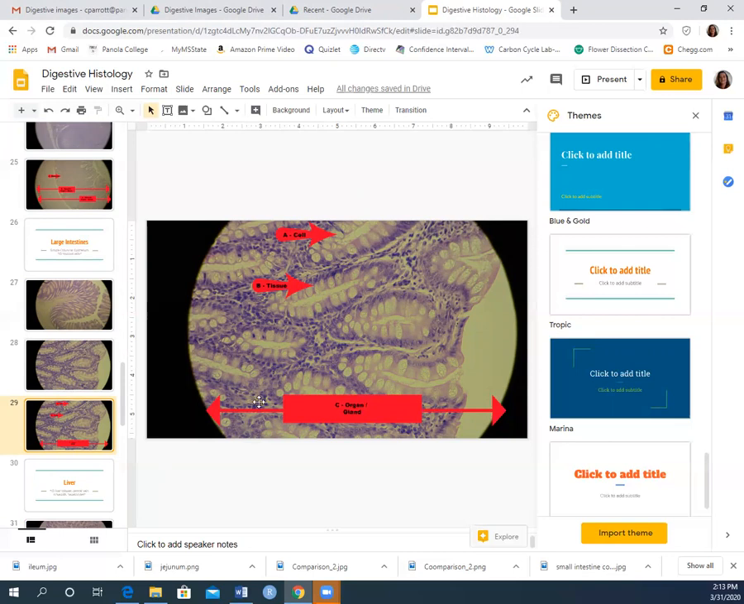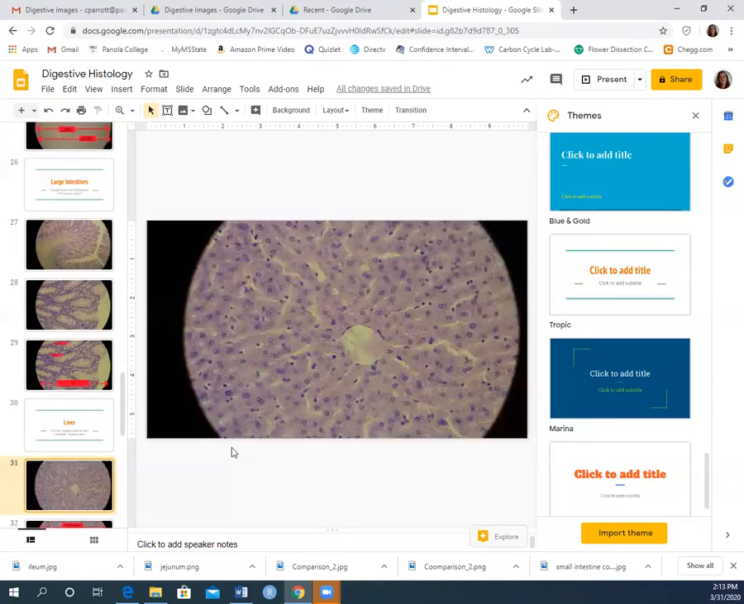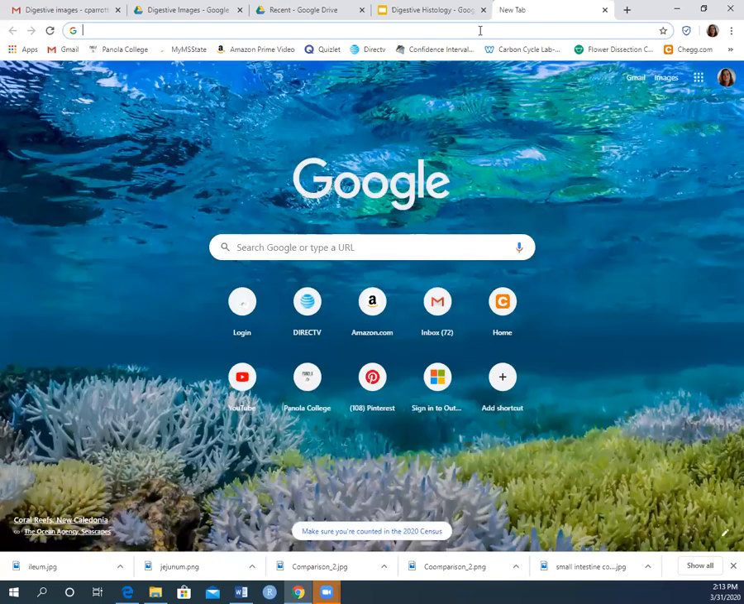Okay, then going down to the liver. In the liver, what you're going to be looking for are the liver lobules. Let me see. I'm going to grab another image of the liver.